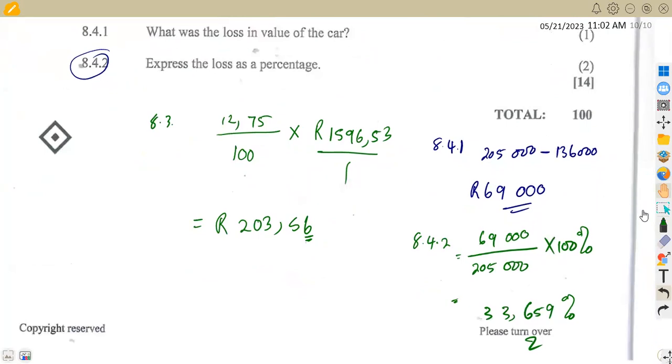Okay, so that was question 8, which carries 14 marks, out of a total of 100 marks in this question paper. So that was our 2023 question paper. Till we meet again.